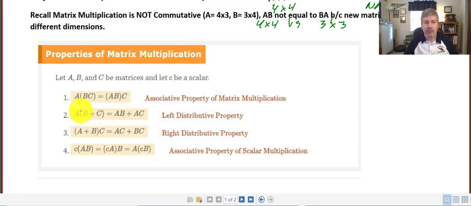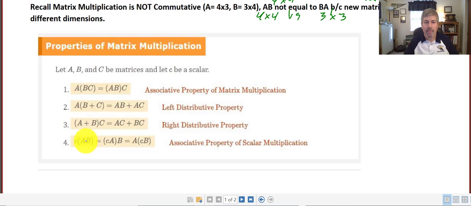It is left distributive. So from the left to the right, we can distribute A in, multiply A times B, and then multiply A times C. Those are going to be equivalent as A times B plus A times C. And same with right distributive. And then the scalar is also associative as well. We can scale A times B. That's the same as scaling A and then multiplying by B. And it's the same as scaling B and multiplying by A.